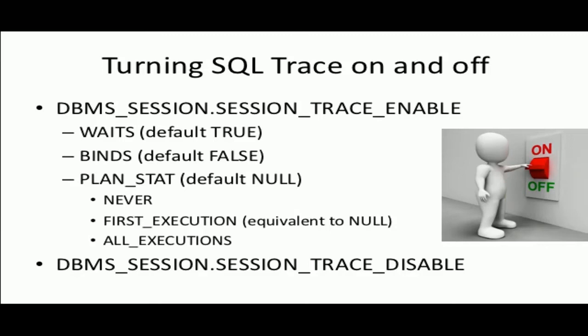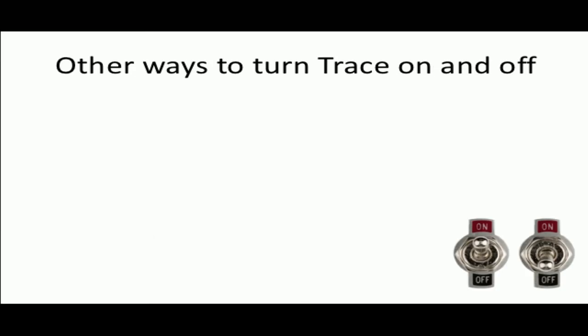For example, we have this parameter called plan_stats, whose default is null, which basically says, give me execution metrics, but only for the first execution of my SQL. So if I take my SQL and execute it 3 times, with this API by default I only get metrics for the first execution. So when I produce my TKPROF, I can see the metrics for this one. But I can change that and say, don't give me any metrics for plan statistics, or give me metrics for all the executions. Some small parameters that we have. And we can say at the end, DBMS_SESSION.SESSION_TRACE_DISABLE. That's one way to do it.